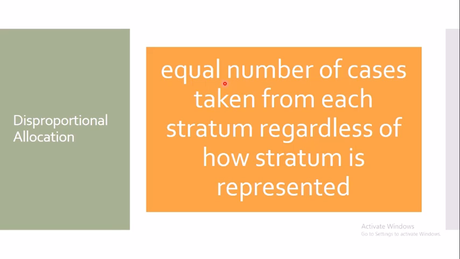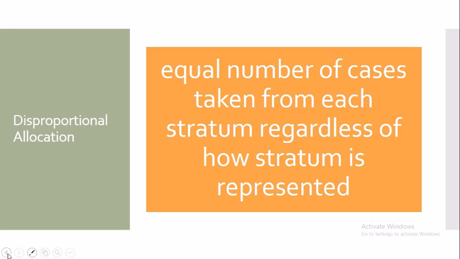What you have to do is take an equal number of cases from each stratum, regardless of how the stratum is represented. That means we do not consider the number of members in each group, or the proportion of each group with regard to your population.